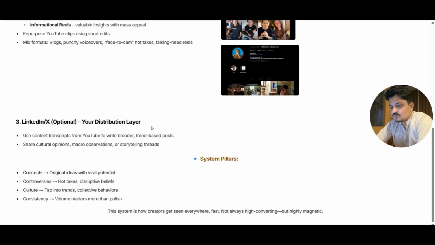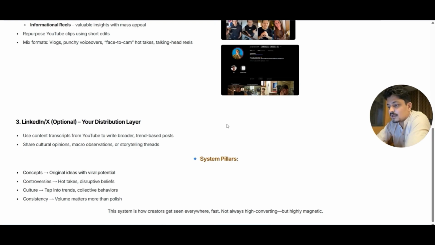As for LinkedIn or X, it's more like your distribution layer. What you can do here is use content transcripts from YouTube, and broader trend-based posts. Again, go for the broader approach. Talk about the trends. Talk about the types of topics which are relevant to everyone, because that's your goal. Share cultural opinions, macro observations, or storytelling threads.